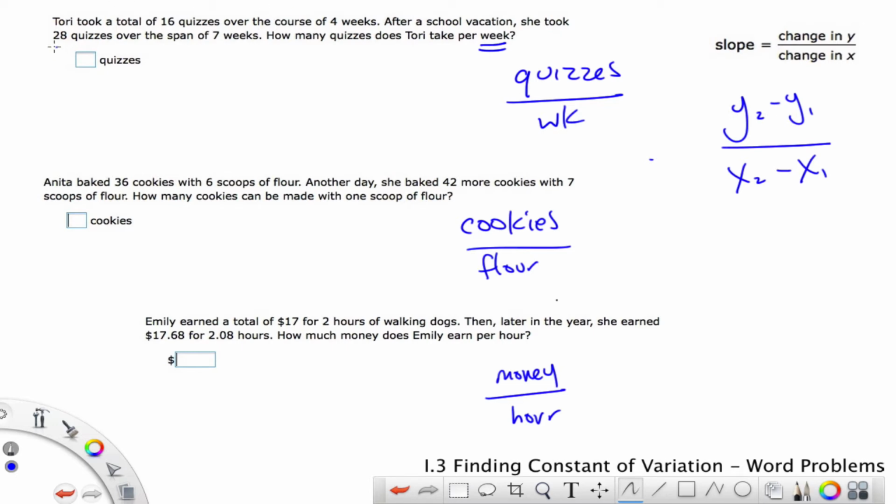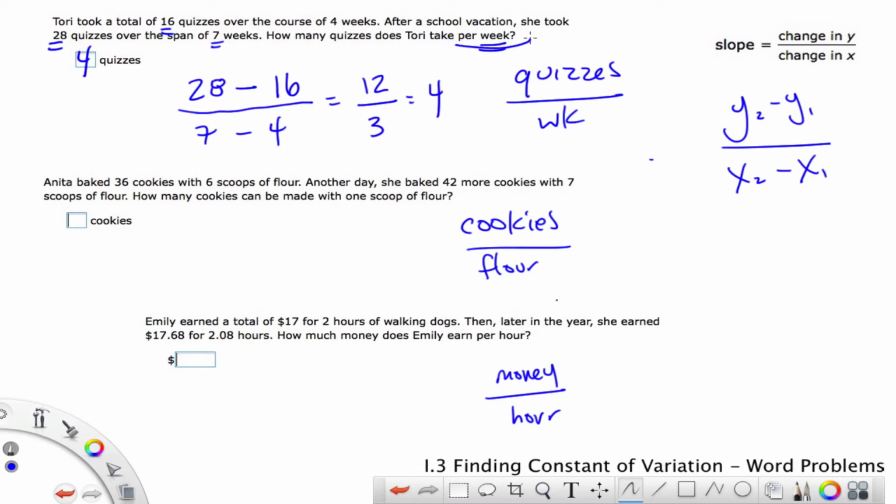So y2, in this case, this is the second y, so 28, minus y1, so the initial 16, over, well, 7 weeks it took for these first 28 and 4 for these last. So in this case, we have 28 minus 16, just 12, and 7 minus 4 is 3. So 12 divided by 3 is 4 quizzes per week. So 4 quizzes per week.